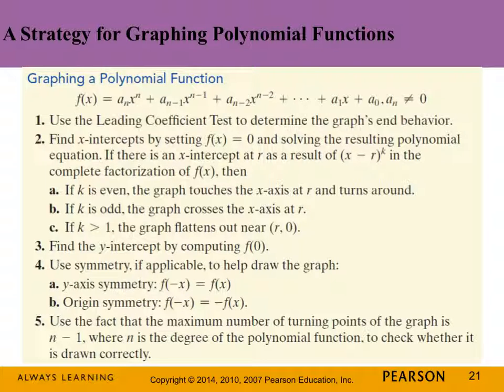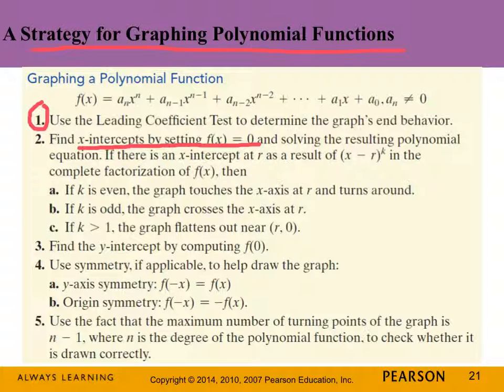Okay, so all 4 examples prior to this have led up to this time where we talk about a strategy for graphing polynomial functions. First, you want to use your leading coefficient test to decide what it looks like on the left side and the right side. And next, you want to find the x-intercepts by setting the function equal to 0.